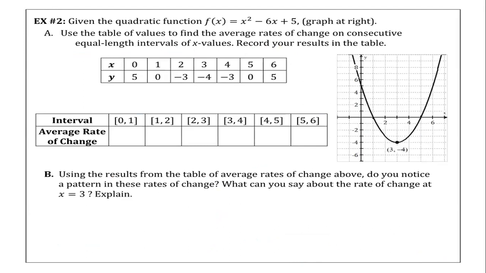Now we're going to look at a non-linear situation, because hopefully we got linear down. Looking at non-linear, we have a quadratic: f of x equals x squared minus 6x plus 5. The table of values is given to us, and using the intervals given, we're going to find the average rates of change on these specific intervals. Then I can create a graph of the average rate of change.